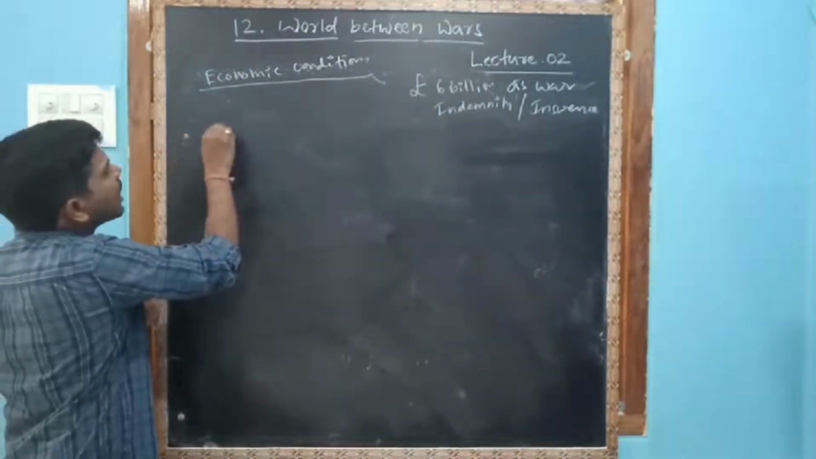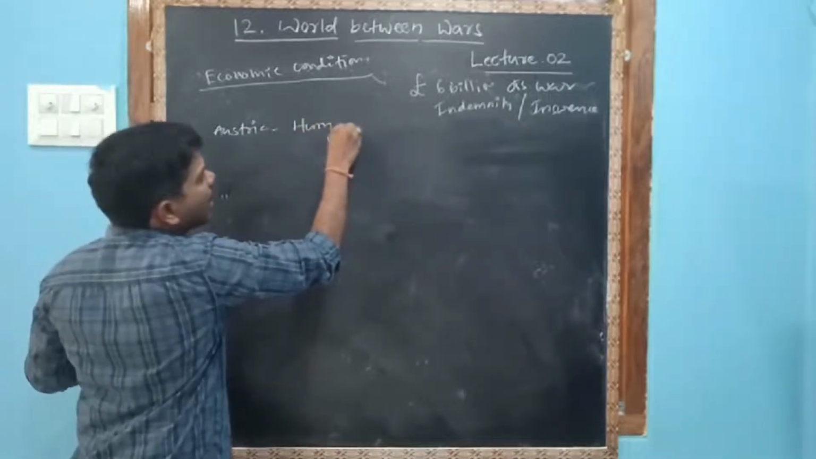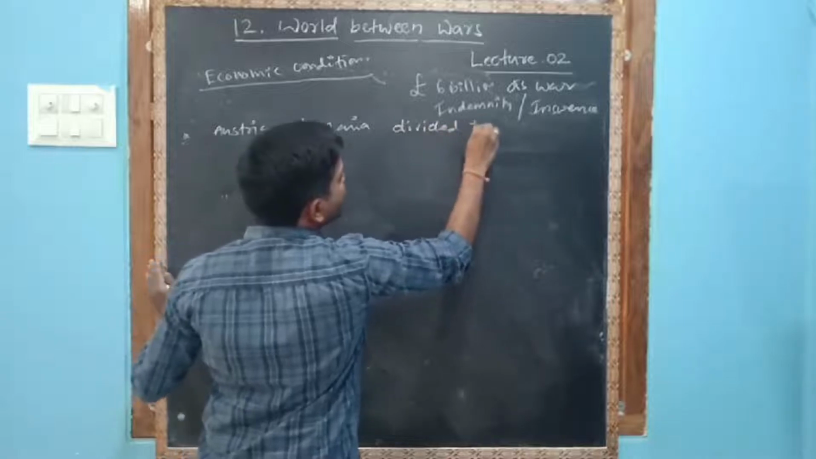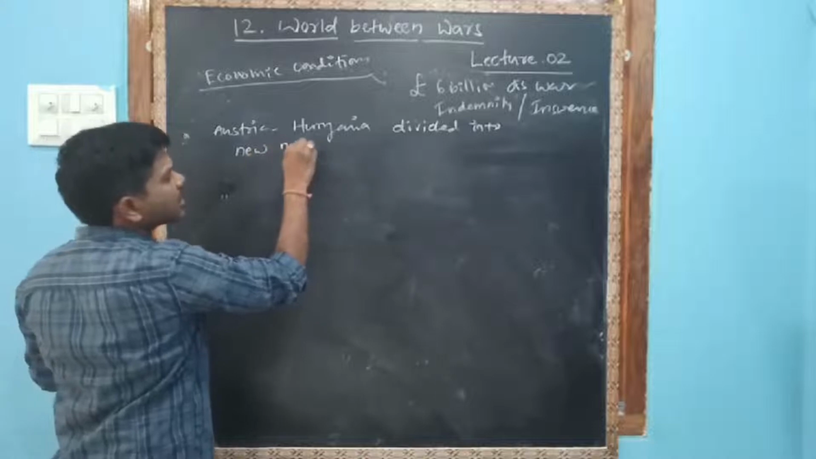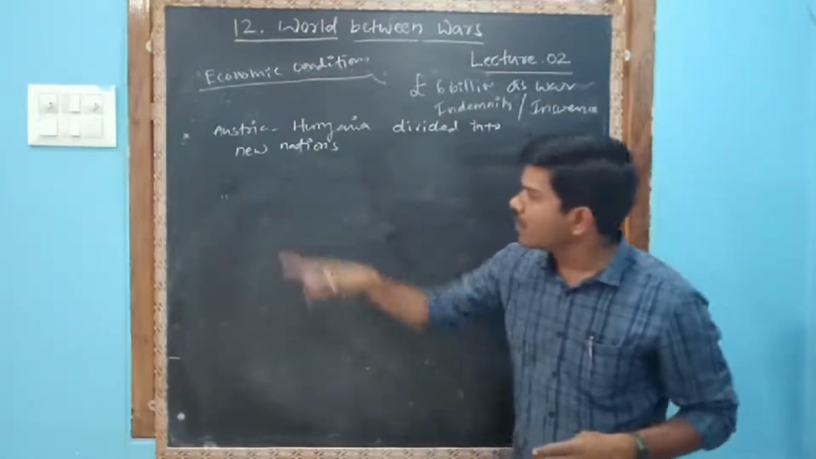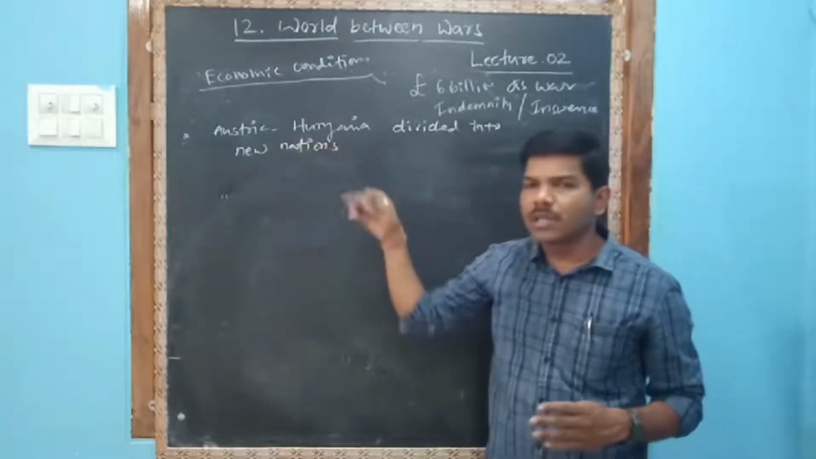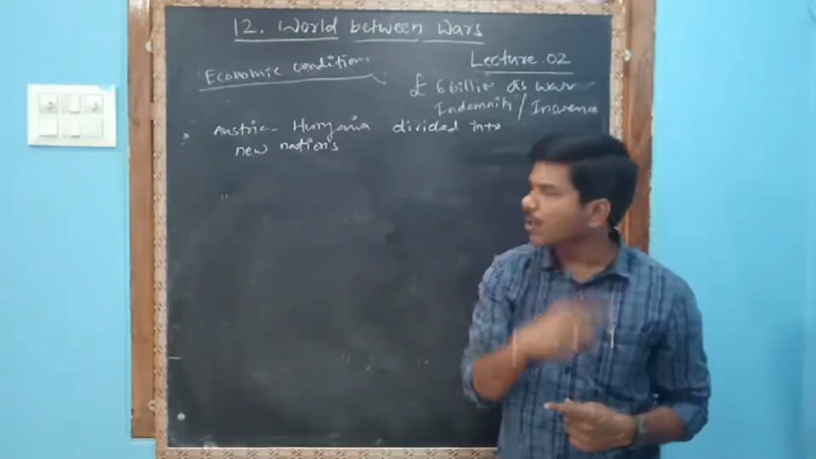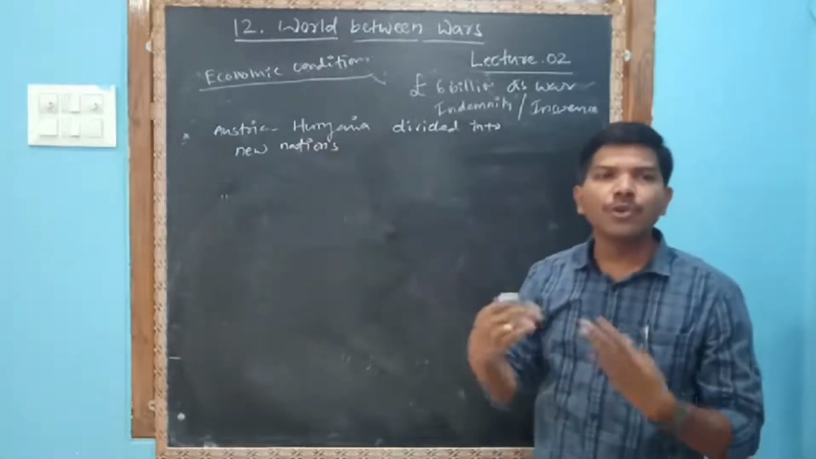Then what about Austria? Austria was also defeated. Austria-Hungary was divided into new nations. Before World War One, Austria-Hungary, what we also called Austro-Hungary, was under the control of one king. After the World War, Austro-Hungary divided into new nations.